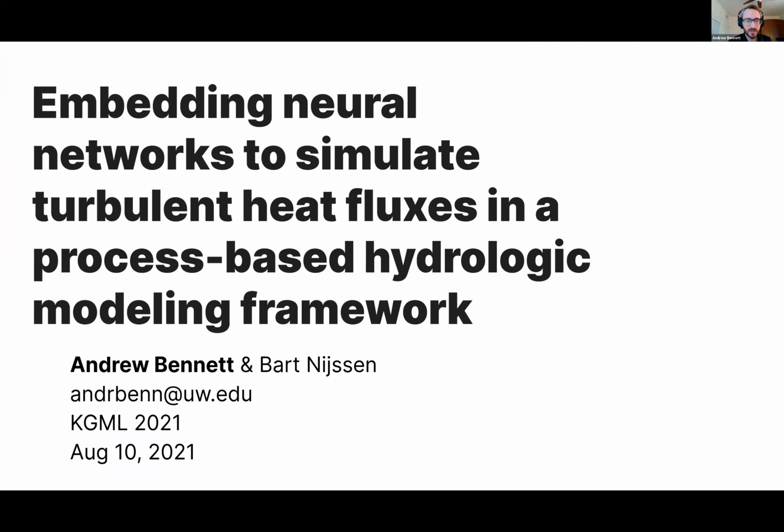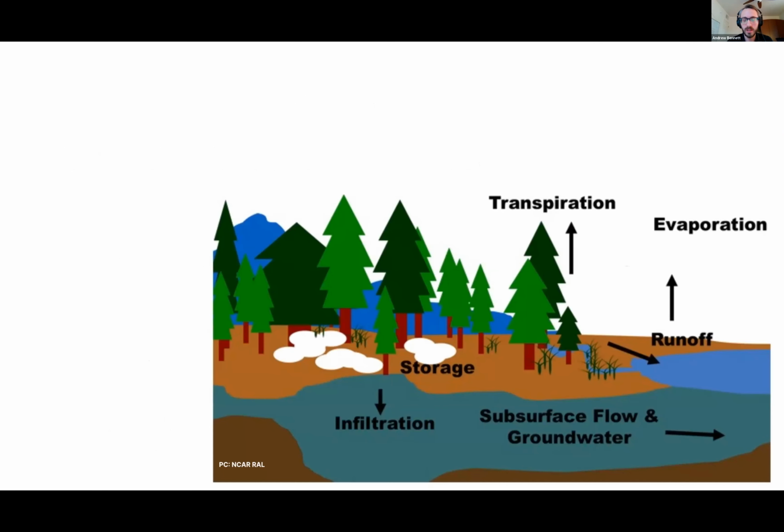So yeah, this title is a bit lengthy, but basically the idea was we wanted to put a neural network inside of a process-based hydrologic model and see if we could actually do that and how that works out. This was the last half of my PhD work with Bart Nijssen at the University of Washington. So I'll just jump right into it.